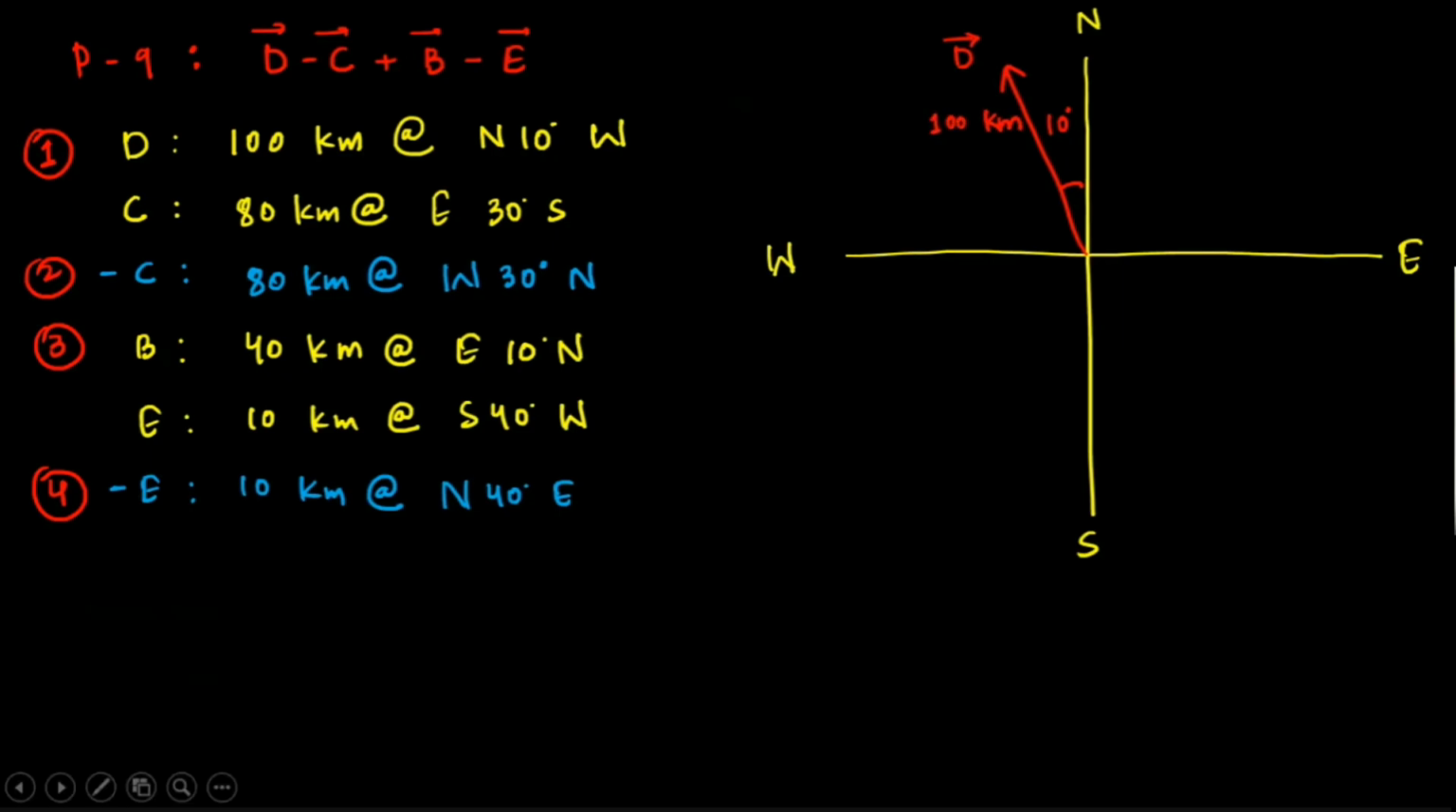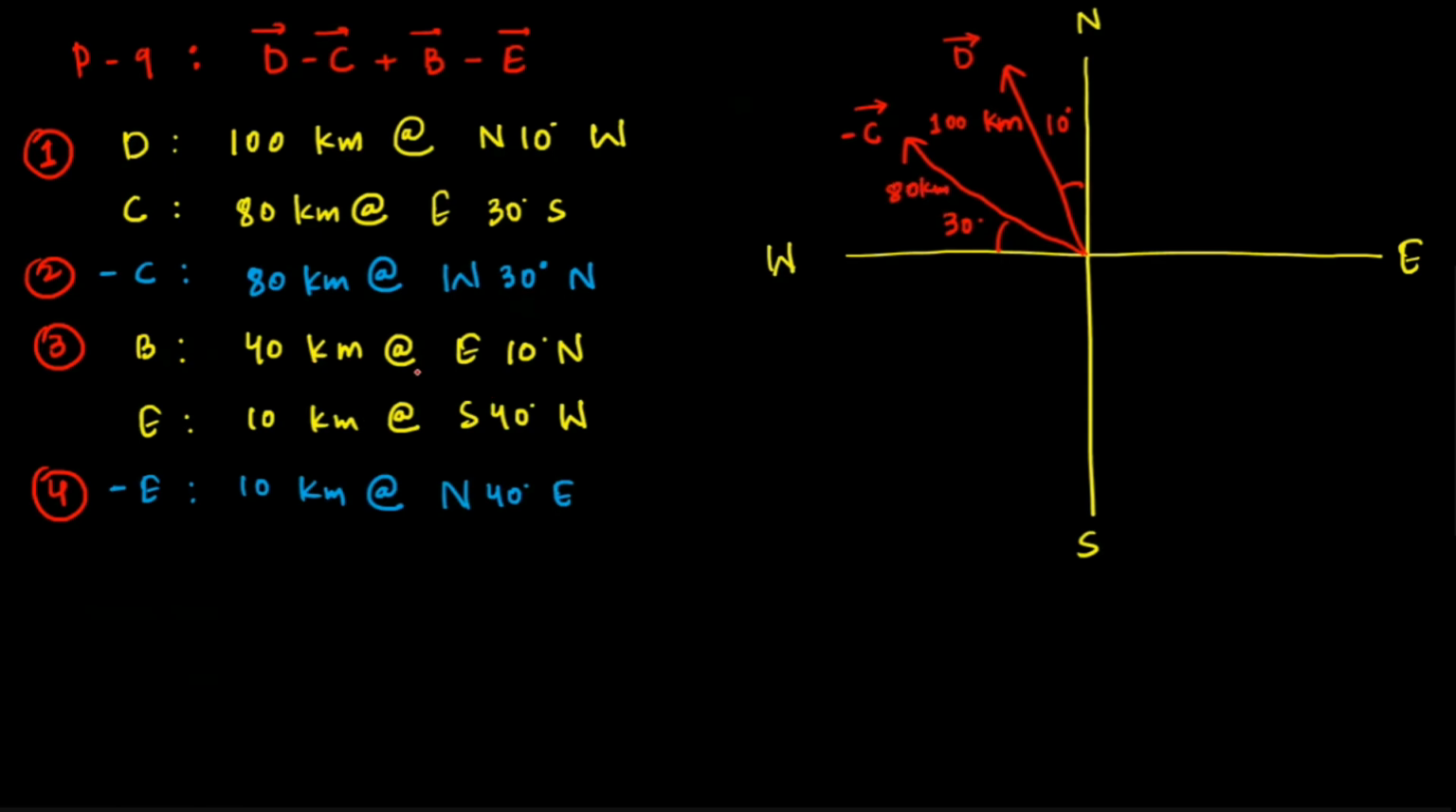Next, negative C vector. This is 80 kilometers west, 30 degrees north. So where am I supposed to draw this? Starting from west, up to north, 30 degrees at the bottom side. Yeah, correct. So it is going to be negative c. I'll be writing negative c here, and the magnitude is given as 80 kilometers. We'll write 80 kilometers here.